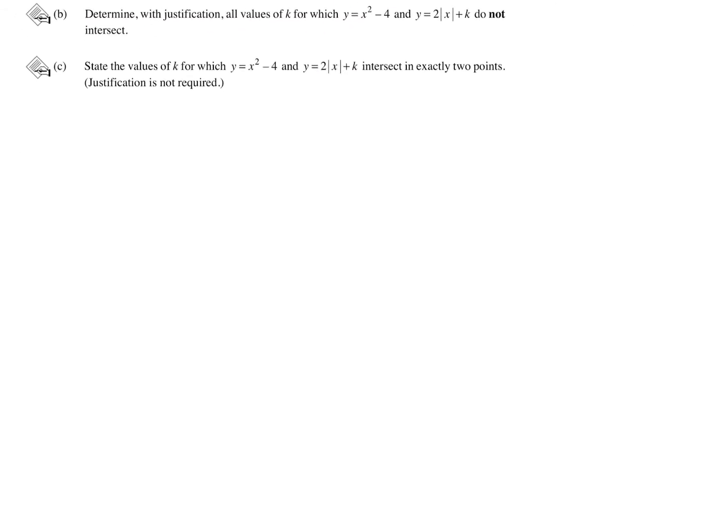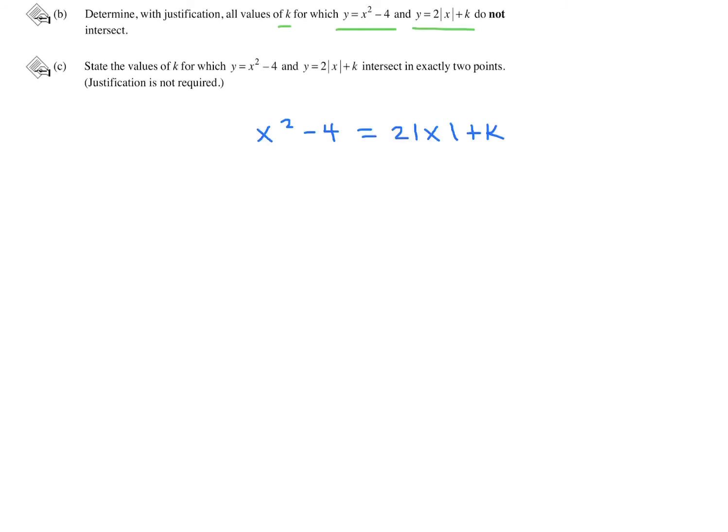Determine with justification all values of k for which y is equal to x squared minus 4 and y is equal to 2 times the absolute value of x plus k do not intersect. Okay, so we do not want these two to intersect. These are the two equations. Remember, if they intersect and you set them equal to each other, you would be able to find a common solution, but we don't want them to intersect, so somehow we have to make this not work.